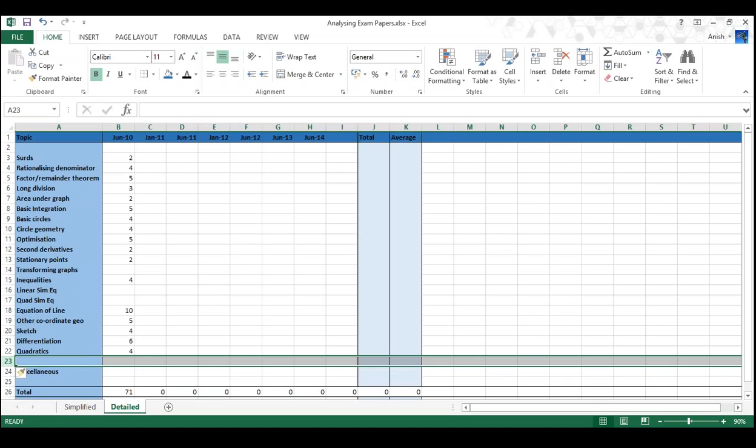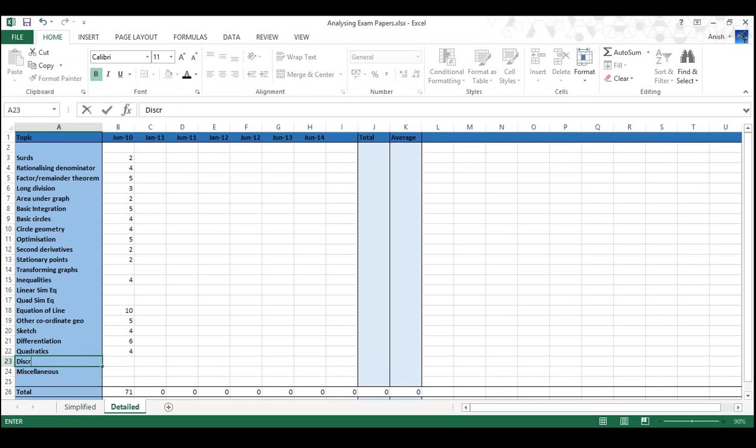Of course, if you don't want to make a new topic or a new row for everything, you can just put it under miscellaneous. Okay, that's my first paper done. I'm just going to do one more very quickly.